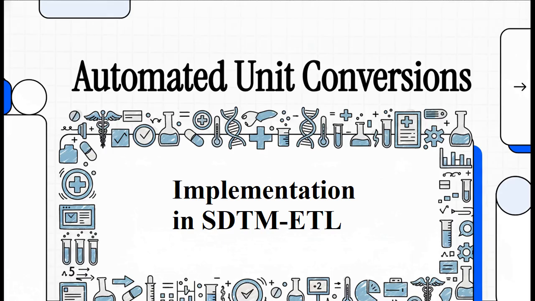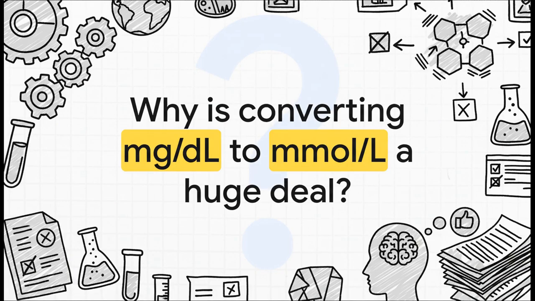Welcome to The Explainer. Today, we're tackling a problem that might seem really small, but it has absolutely massive implications for medical research. We're talking about converting units. Now, you might think that's simple, but it's a surprisingly tricky puzzle. The good news? Modern technology is finally cracking the code, and it's making drug development a whole lot faster and safer. So let's start with the big question.